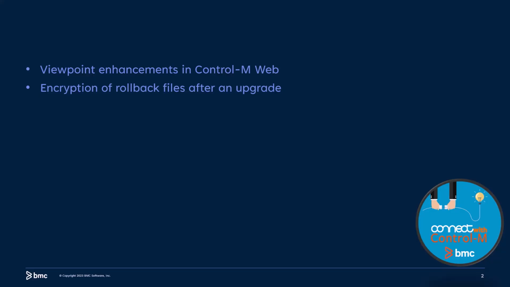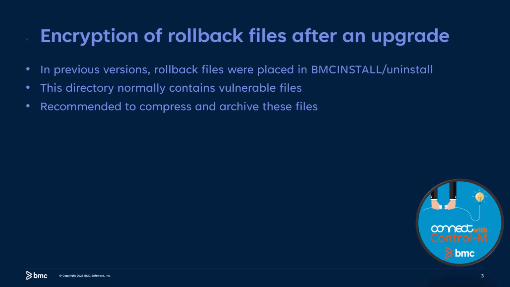Next up, we're going to talk about the encryption of rollback files after an upgrade. In previous versions, rollback files were placed in the BMC install/uninstall directory. And since these are older versions of Control-M, they normally contain vulnerable files. I'm sure many of you have had your security team reach out to you about these files. Our recommendation has been to compress these files and archive them. In 9.21.300, the behavior has changed for these files, so let's go to my lab and take a look at how they look now.